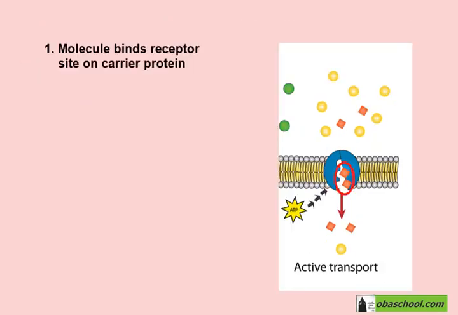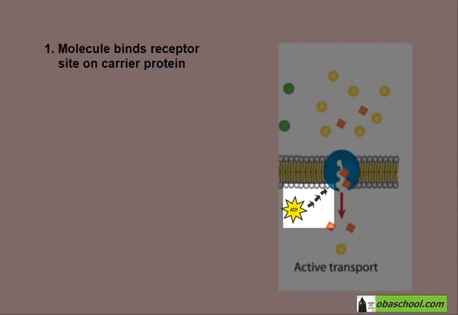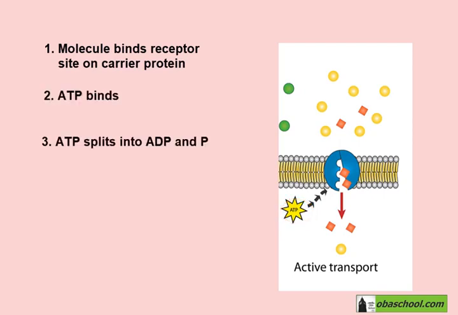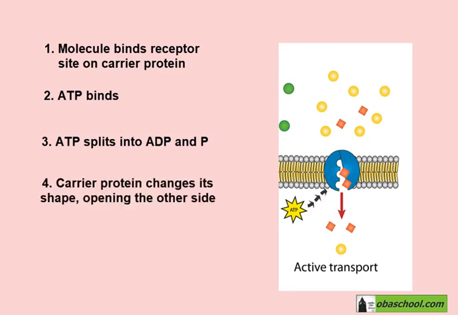As the molecule binds the receptor site on this carrier protein, on the other end of this carrier protein, on the inside of the cell, for example, ATP is going to bind to it. Once it happens, ATP splits into ADP and 1-phosphate molecule. The result of this splitting and the release of energy resulting from it causes the protein to change its shape, and as it does that, it opens from the opposite side. So now the molecule or ion that was bound to this protein can enter the cell.